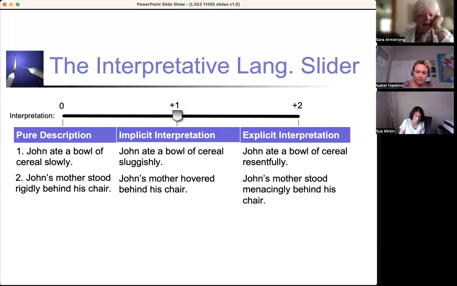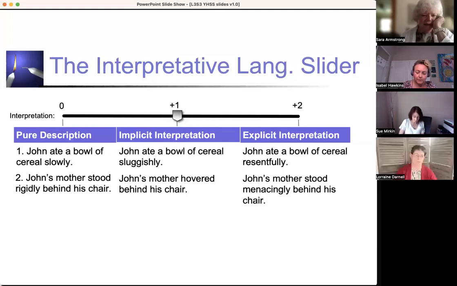Yeah, although I'm thinking that the middle ones, we can't draw them. I mean, hovered could be helpfully or menacingly, moving that way. We can draw them, but we can't know exactly what the intention was. True, but how is hovered then different from rigidly?